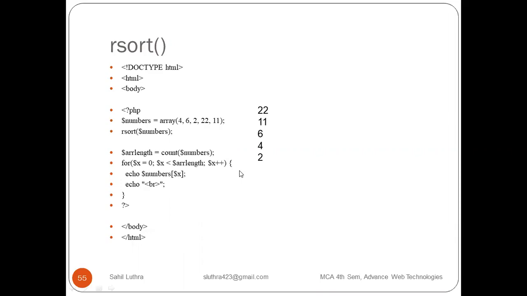So whenever this code is executed, this kind of output will be shown. First of all, 22 will come, because in this we are going to sort our array from descending to ascending order. So first of all, the biggest value, 22, will come. After that 11, 6, 4, 2. So this is how we are using rsort array, because rsort array always sorts an array from descending to ascending order.